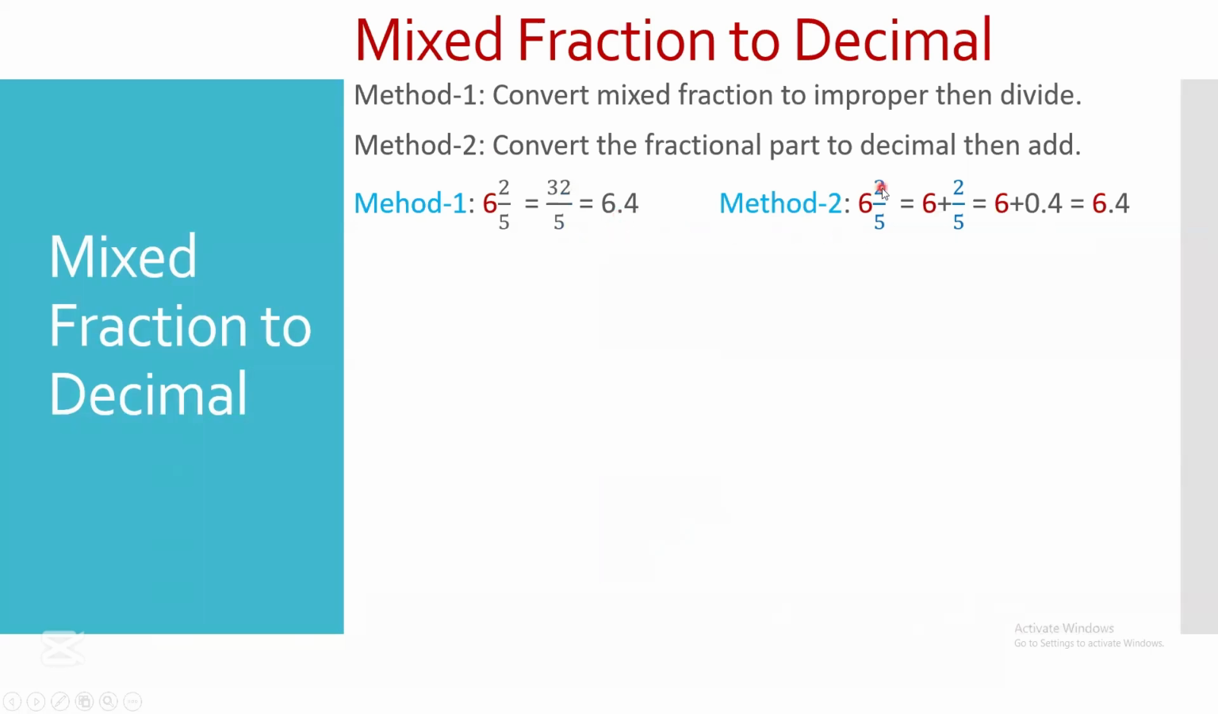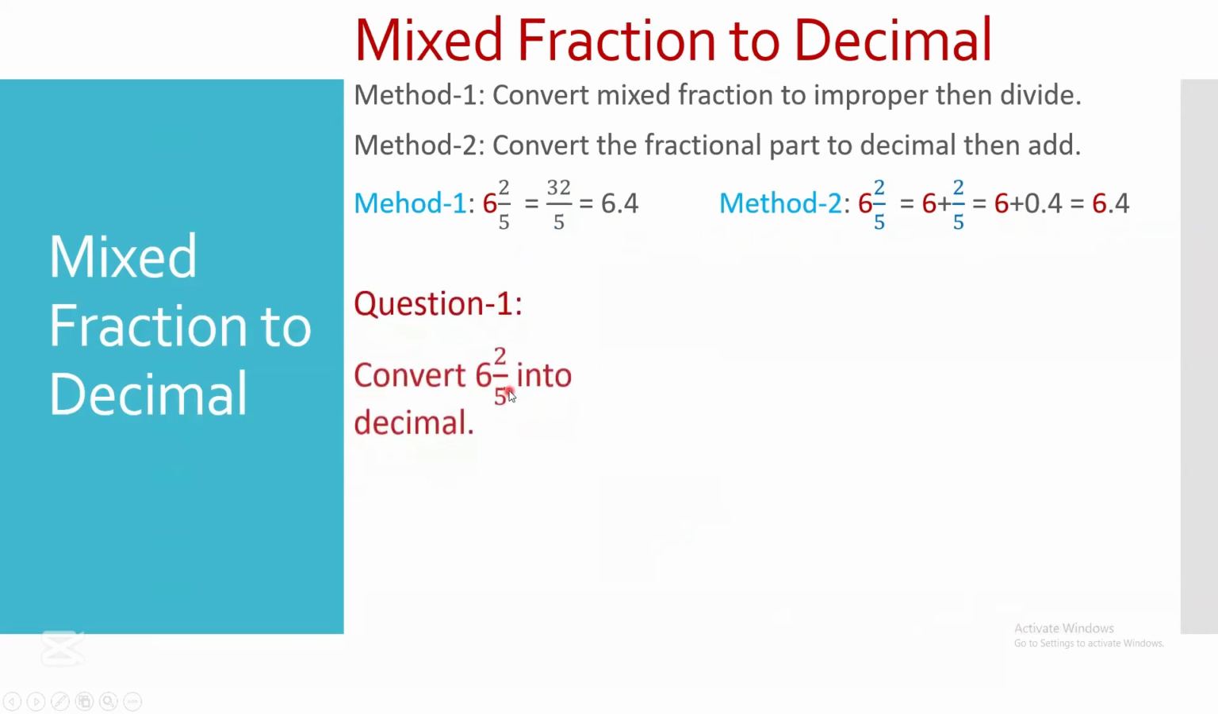And method number 2, you see 6 whole 2 by 5 mixed fraction. Here we have separated the integer and the fractional part. After that, the fractional part 2 by 5 we have to convert into decimal by dividing 2 by 5. So it becomes 0.4. Now add together, 6.4. So in both cases we get the same result, and it's up to you which one you like. You can follow this one.